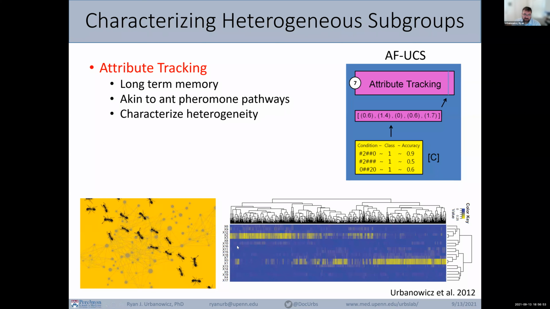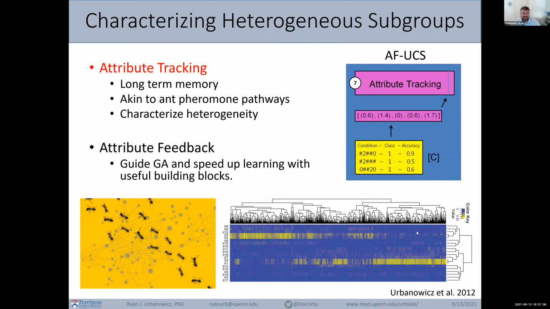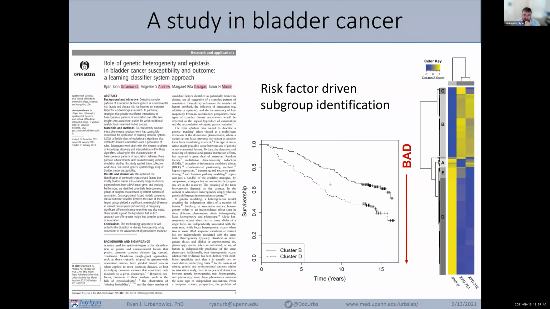So in this heat map, every column is a person in the data set, every row is a feature in the data set. We get this signature for every person in the data set as to what features were most important for making accurate predictions about them as an individual. And so when we cluster, this allows us to find data-driven or feature-driven heterogeneous subgroups that exist in the data set. So rather than making assumptions about the patient subgroups ahead of time and then doing modeling, the learning classifier system framework can actually let us find these heterogeneous groups directly. And then we can use attribute tracking to reverse engineer what those subgroups are and then evaluate them further. Specifically, we applied this to a study of bladder cancer a number of years ago.